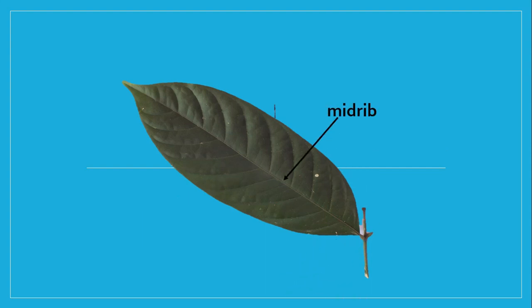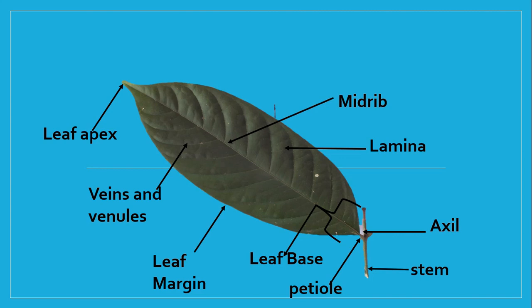And we have the midrib, or the central vein, giving rise to the secondary veins. We have the leaf margin, which is the edge of the leaf, and the leaf apex, or the tip of the leaf blade. Last are the leaf veins, the veins and venules, the small channels which divide into venules and help transport nutrients.